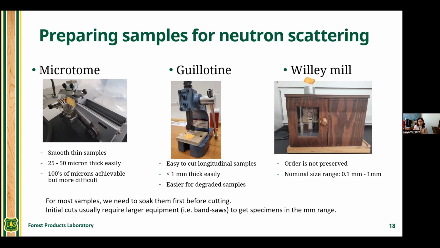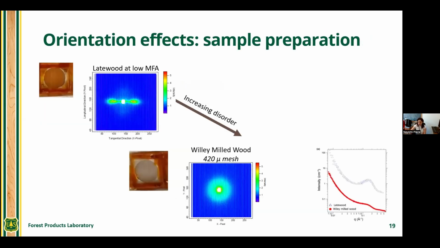And of course, we have the Wiley mill. It was one of the very first things that we looked at, to see how scattering from that would be affected, so that we could understand the anisotropic nature and see how things would change. And I have an example of what happens depending on how we prepare the sample.